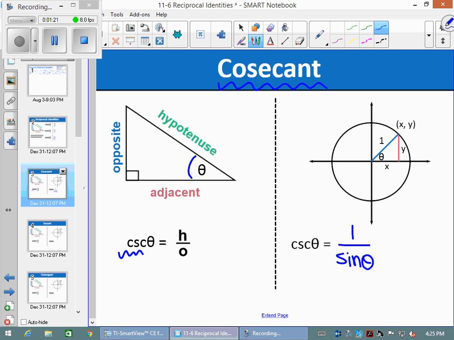So if we go back to the unit circle, we know that we talked about sine being y in the point, because it's the relationship y over 1, opposite over hypotenuse. So cosecant can be referred to as 1 over y, also if we're thinking about the unit circle.